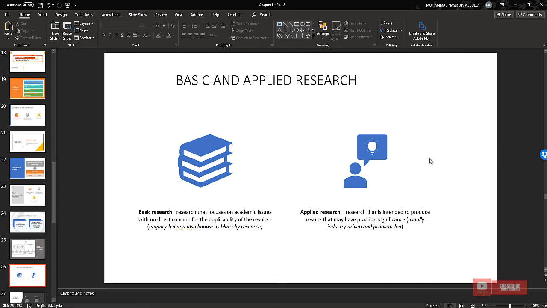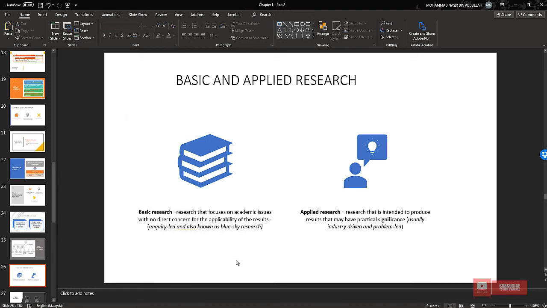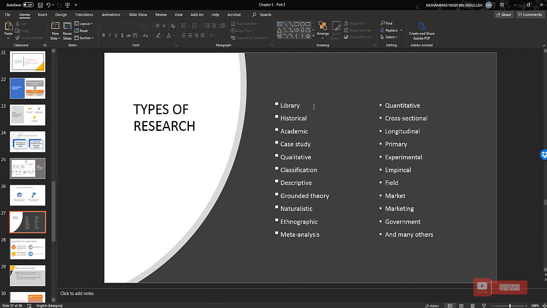So now let's look back and recap what we have learned so far. We have learned basic research focuses on academic issues with no direct concern for the applicability of the result, right? This is also known as blue sky research. Applied research is intended to produce results that may have practical significance, right? This is also called industry driven and problem led. So these are the types of research available.